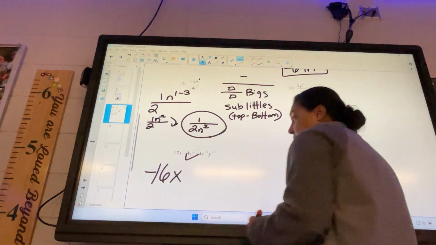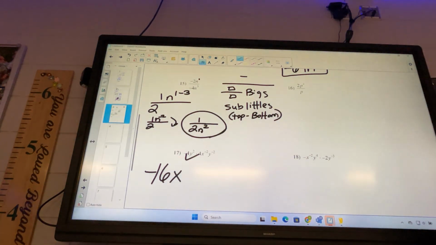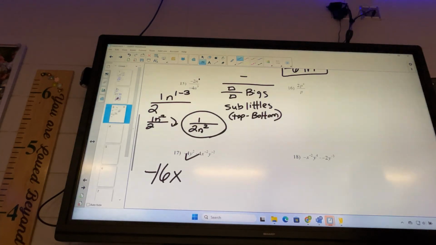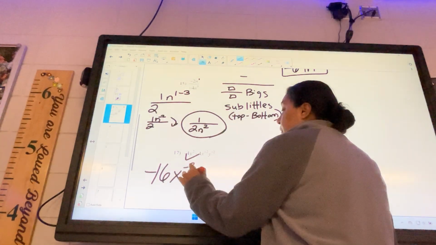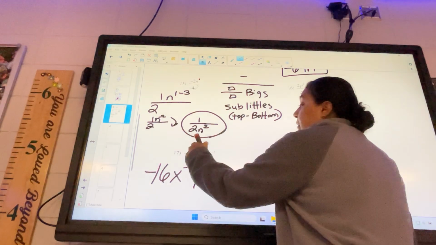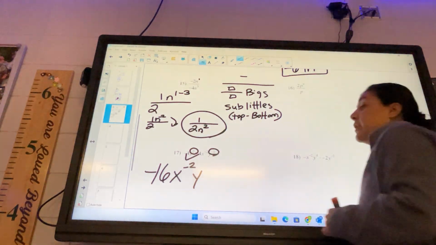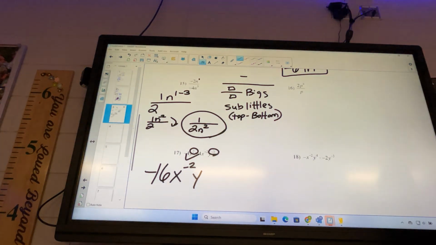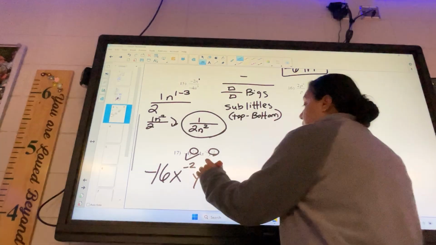How many x's do you have? We have, well, 1, but so a negative 2. Okay, what about the y's? We got a positive 2 and a negative 2. So what is 2 plus negative 2? 2 plus negative 2 is 0.